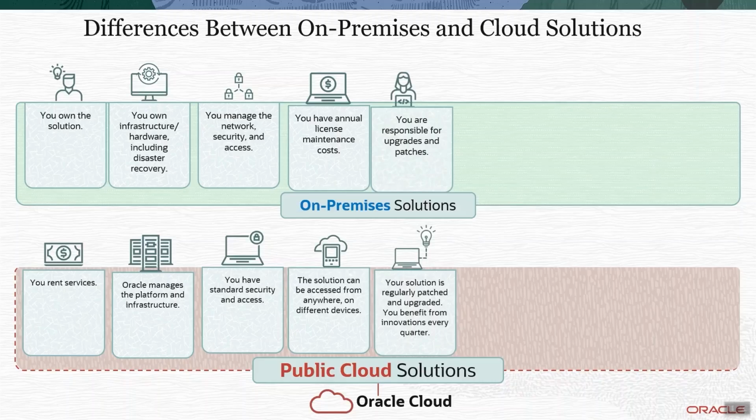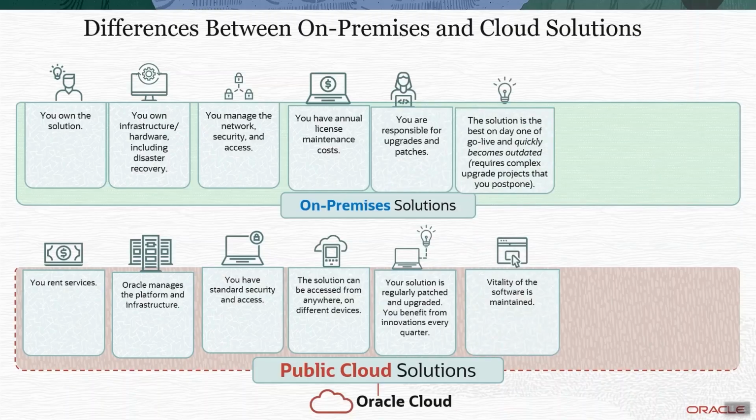With on-premise ERPs, you are responsible for the upgrades and patches. With the Oracle Cloud, your solution is patched quarterly, and updates with new functionality and innovations are activated regularly, so that you benefit from all of these innovations every quarter. While the on-premise ERP is up to date on day one after go-live, it will quickly become outdated and requires complex upgrade projects in time that usually are postponed. With Oracle Cloud, the vitality of the software is maintained.